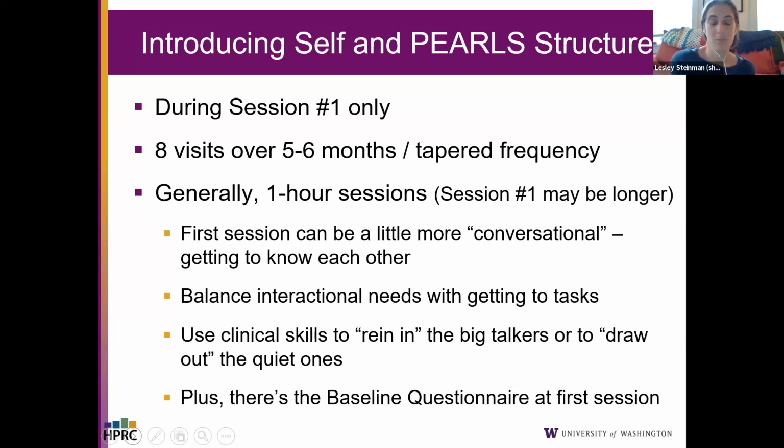When I first started doing this work, I remember thinking, there's no way it gets done in an hour. So this is where you have to use skills to rein in the big talkers or to draw out the quiet ones. And then there's also that baseline questionnaire to get done. So when you're training, it's good to give people a heads up. This is a lot to cover. Yes, we get it. It's kind of a balancing act, and it'll get easier over time. We usually do the first session only once during a training, but it can be really helpful for people to practice more than once if they're nervous about fitting it all into a 1-hour session. And of course, if it takes 75 minutes and you can do that, that's fine too.